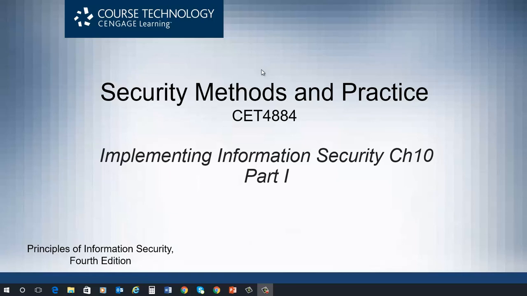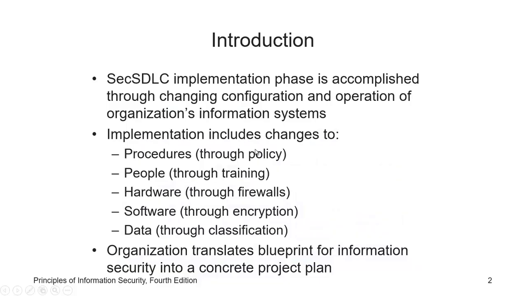In this session, we are going to address implementing information security within the organization. The security deployment lifecycle and the implementation can be accomplished through changing the configuration and operation of the organization's information systems. Those changes could include procedure within the company or the organization, through changing the policy. It could include people, through training. It could include hardware or software, through firewalls or encryption or other software and hardware security measures. It could include data classification and data protection.